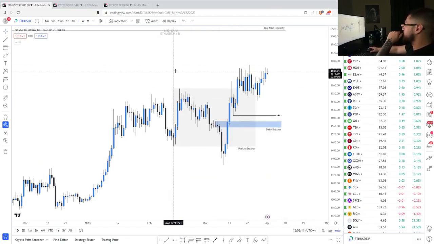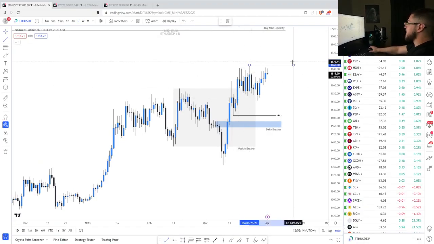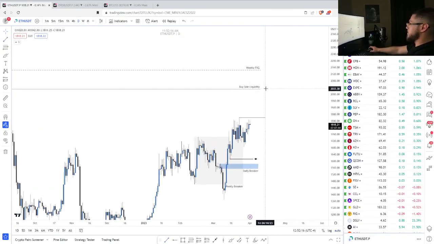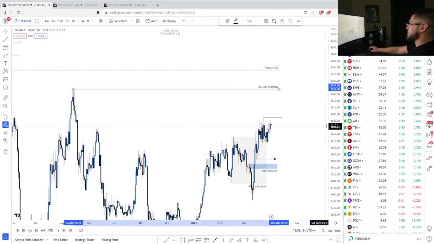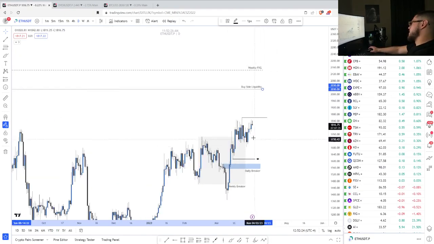We'll see. Really, if we displace above this high, then I'm like, okay, we're going to 2,000 bucks. If we stay displaced above that high and maintain that structure, I'm going to look for longs in the retrace to target that. If we don't displace here, I think we'll come down here.